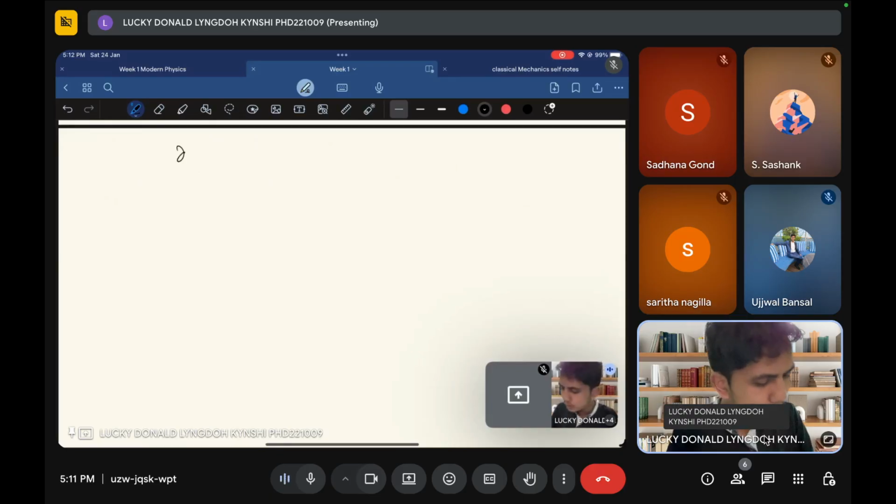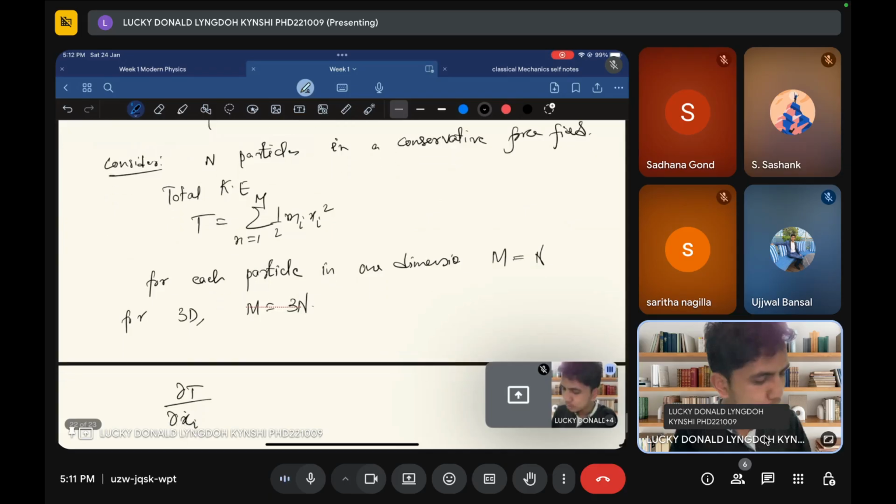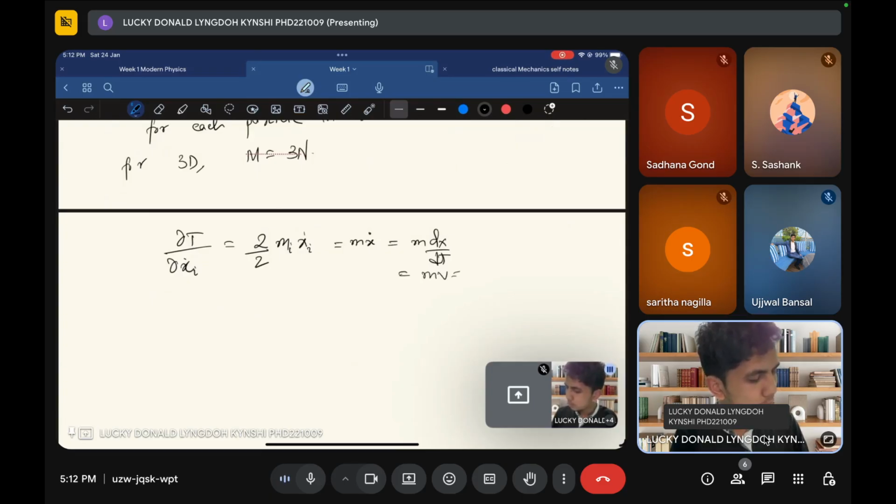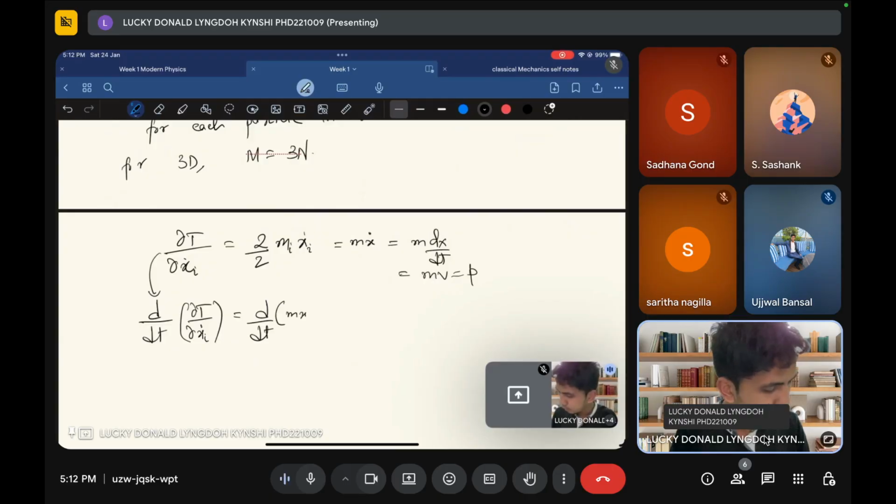Now, if you differentiate this equation 1, del T divided by del x_i dot will be equal to m_i x_i dot, which is m dx by dt, which is m into the velocity, which is in fact the momentum. Then if we take d by dt of del T by del x_i dot, that is dp by dt, isn't it? d by dt of m x dot is equal to m x double dot, which is equal to force.